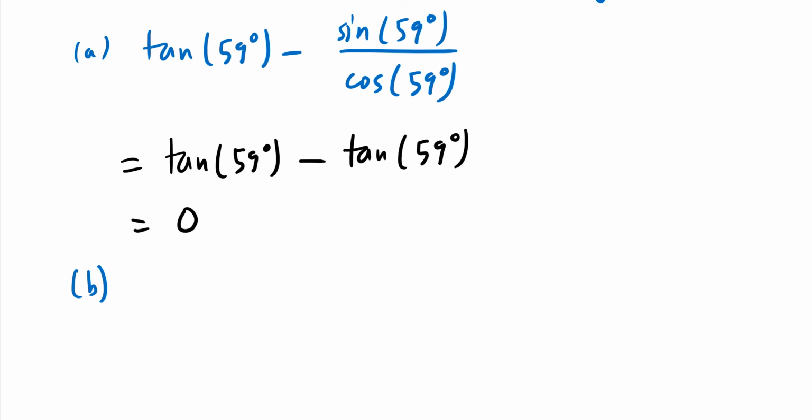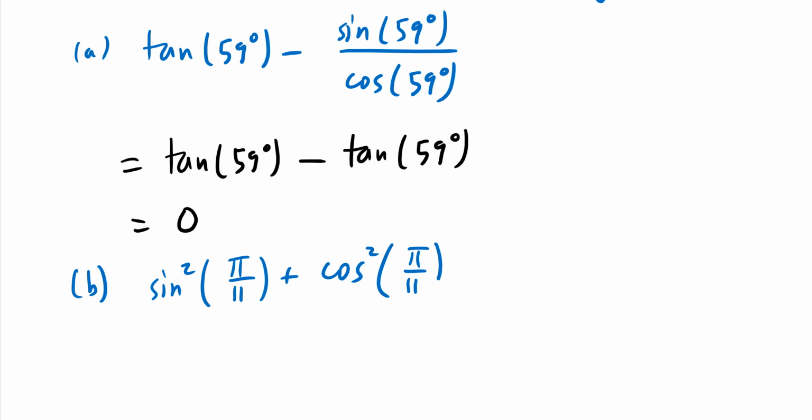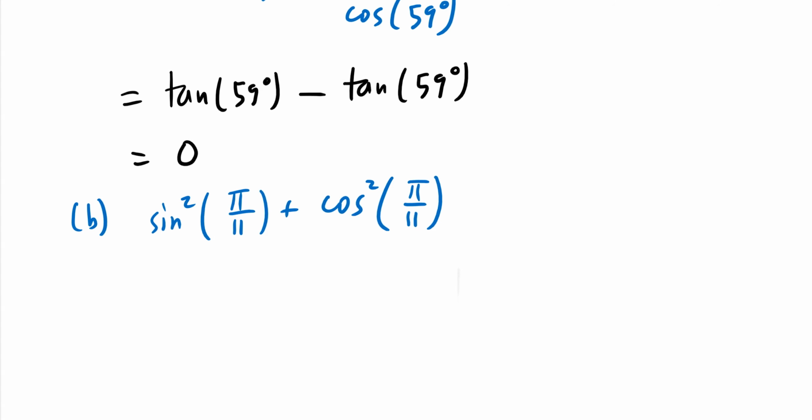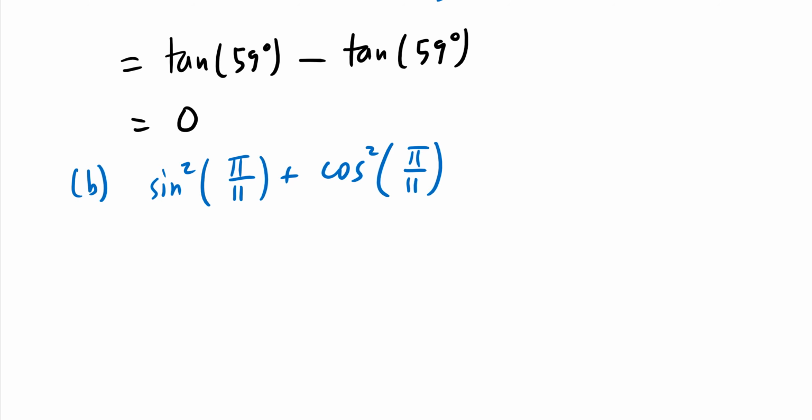So we don't have to find the exact value for each one of them, but we can find the value of the entire expression. What about sine squared pi over 11 plus cosine squared pi over 11? Well, from the main identity, sine squared theta plus cosine squared theta is always 1, no matter what theta is. So that's why this is simply 1.